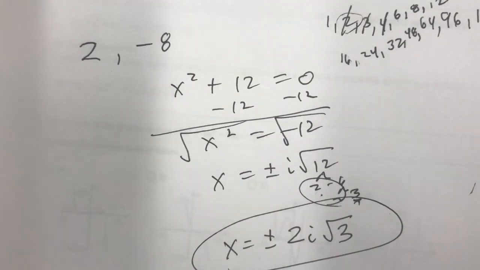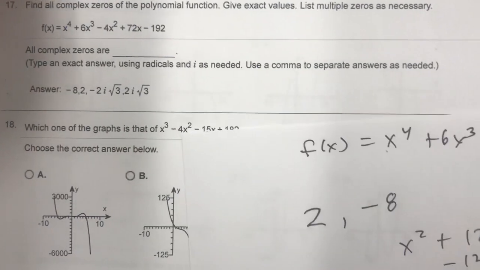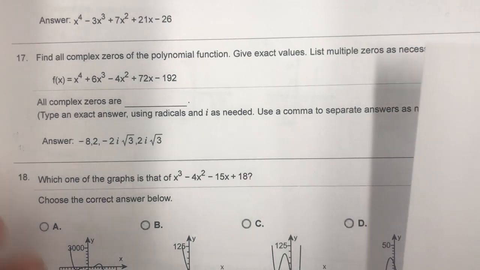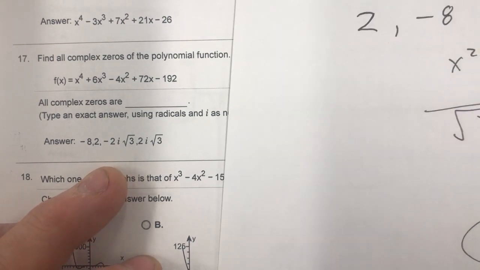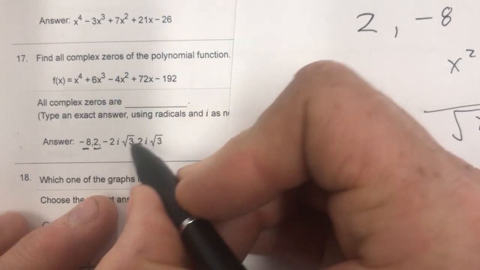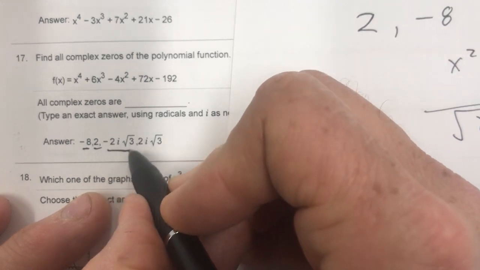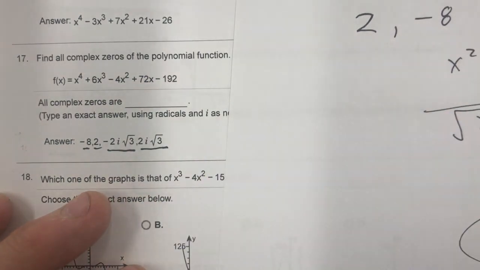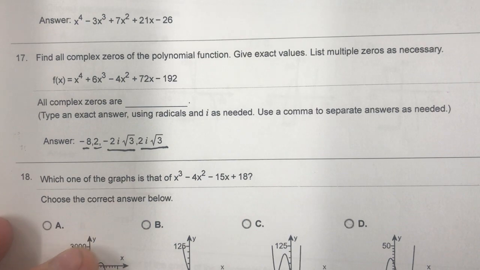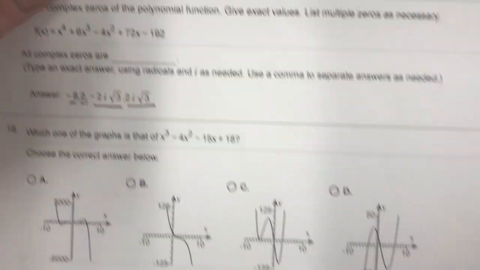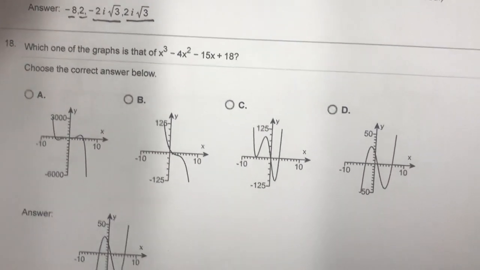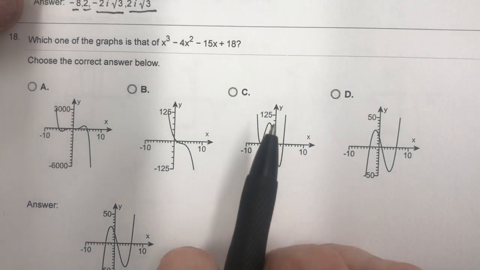There we are. Okay, I could have cheated and looked at the answer a while ago, but I didn't. So there you go. I got my -8, I got my 2, I got my -2i radical 3, and my +2i radical 3. So I got them all. So we're in good shape. Next time I'm going to cheat. That was a little bit harder of a problem there, actually.